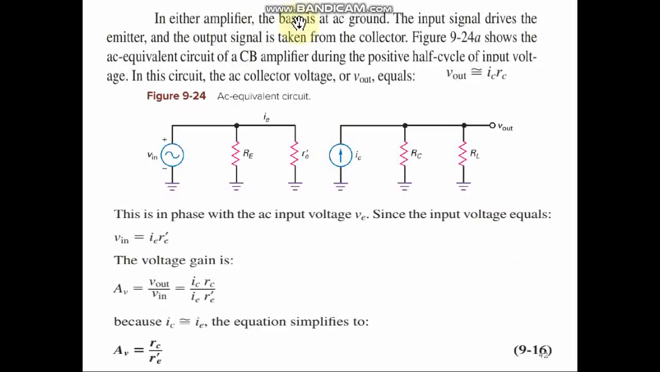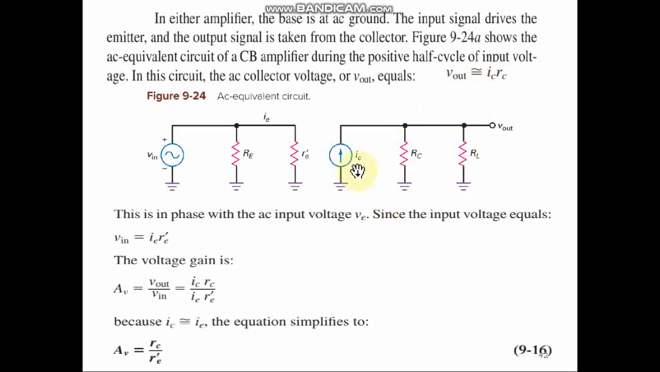In either amplifier, the base is at AC ground, the input signal drives the emitter, and the output signal is taken from the collector. Figure 19.24a shows the AC equivalent circuit, that is the pi model for the CB amplifier. During the positive half cycle of the input voltage in this circuit, the AC voltage Vout is equal to IC RC.